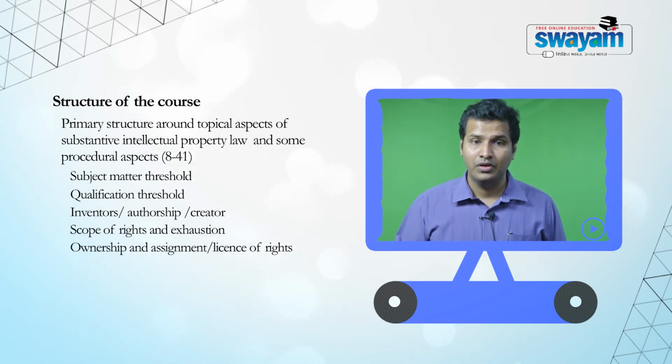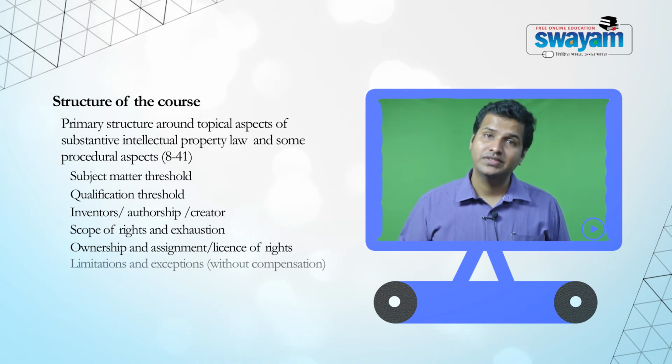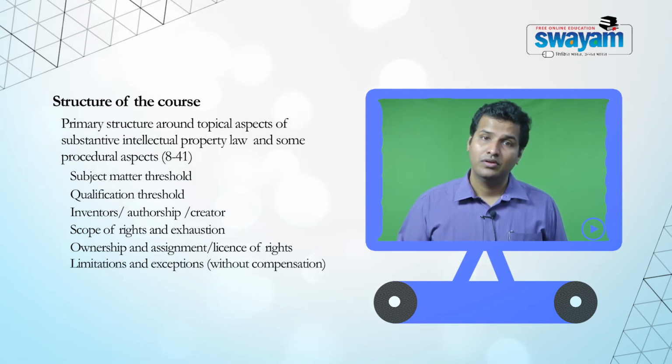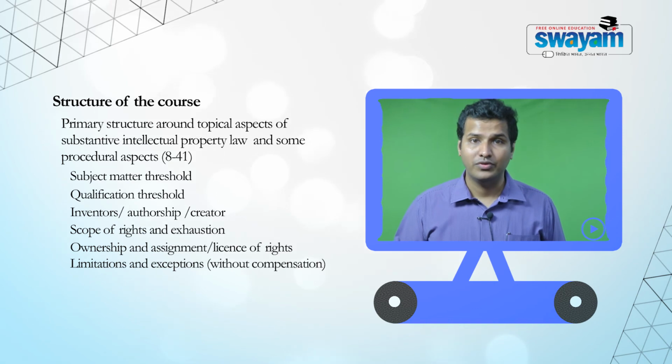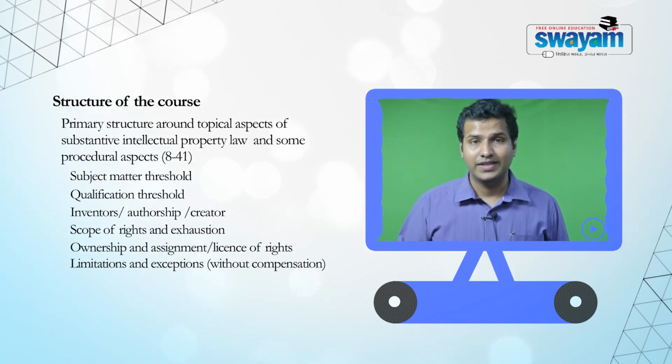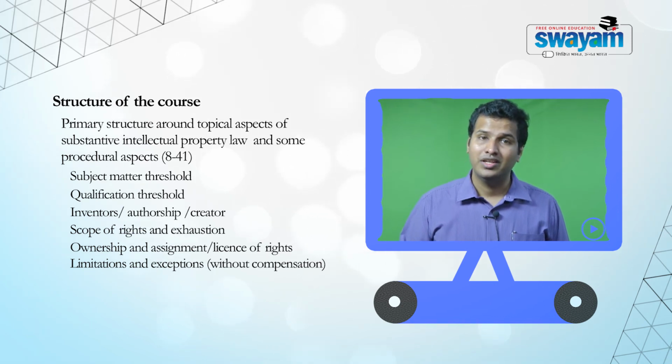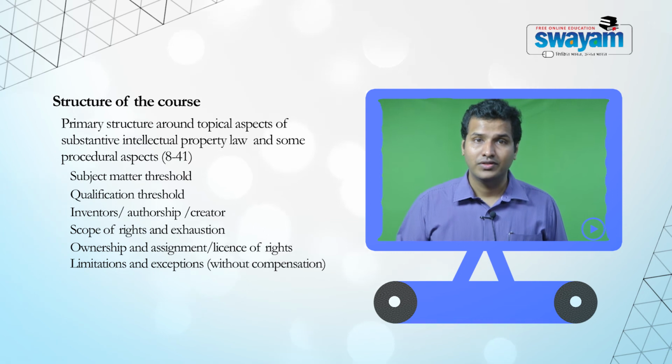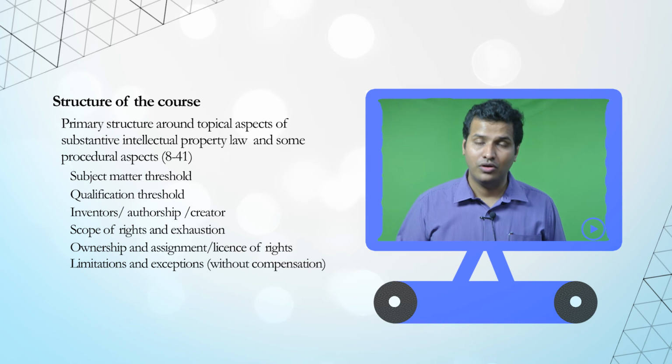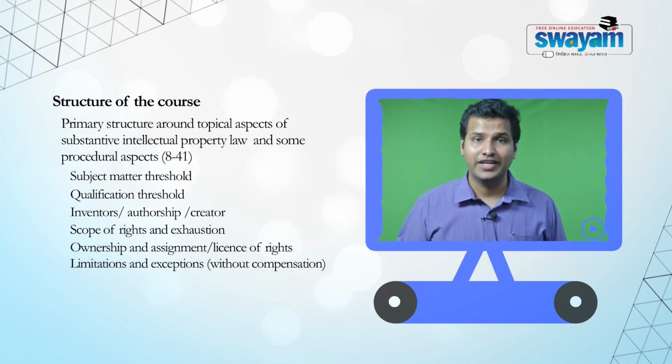So, we will also discuss limitations and exceptions, which usually goes without compensation, in the sense that such limitations and exceptions are provided because of certain limited nature, since they do not usually conflict with the normal exploitation of the patent or normal exploitation of the intellectual property rights, and also provided they do not unreasonably prejudice their rights while considering the third party interests.